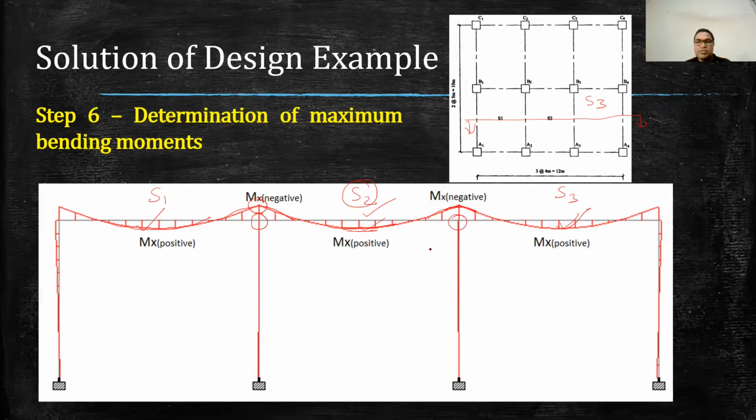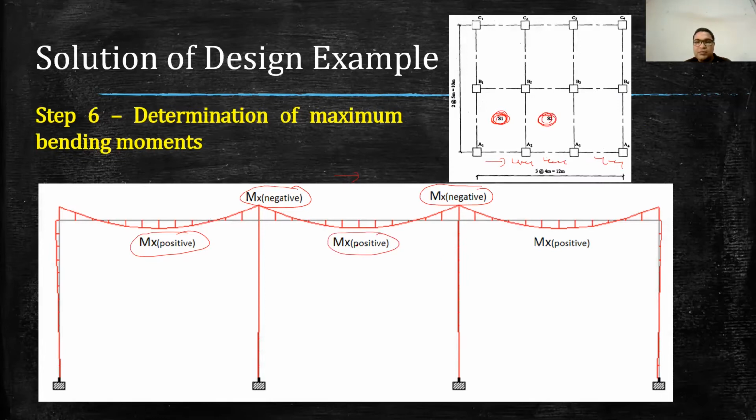both the edges are continuous, and therefore they will develop negative bending moment. The bending moment generated here I have named mx negative, and similarly here also mx negative. That is along the shorter span, which is 4 meters each in this case. Similarly, the bending moment at mid span, at this place, is considered as mx positive. Similarly, at mid span of S2 here also it will be considered as mx positive.